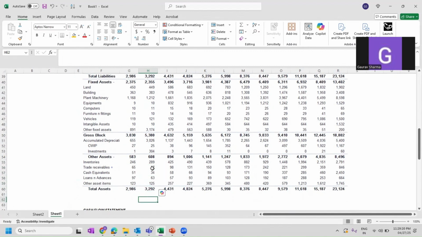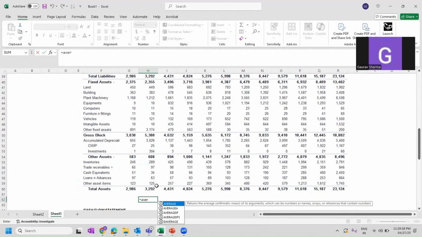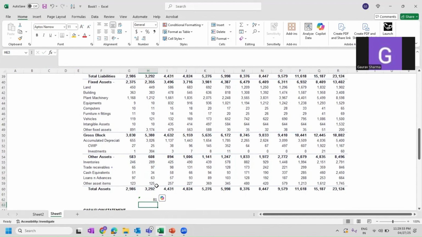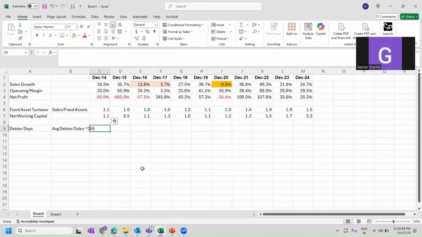We can assume this as the beginning of the year balance and this as the end of the year balance. So we start calculating the average, what was my average debtor throughout the year, right? Why are we calculating average? Simply because we don't know how much debtors we have generated throughout the year. This was the balance at the beginning of the year. This was the balance at the end of the year. So we don't really know how much sale we have made on credit. So what we'll do is we just take an average of the beginning and the ending balance. We then divide this by sales. So let's do that. Let's take the average debtors.